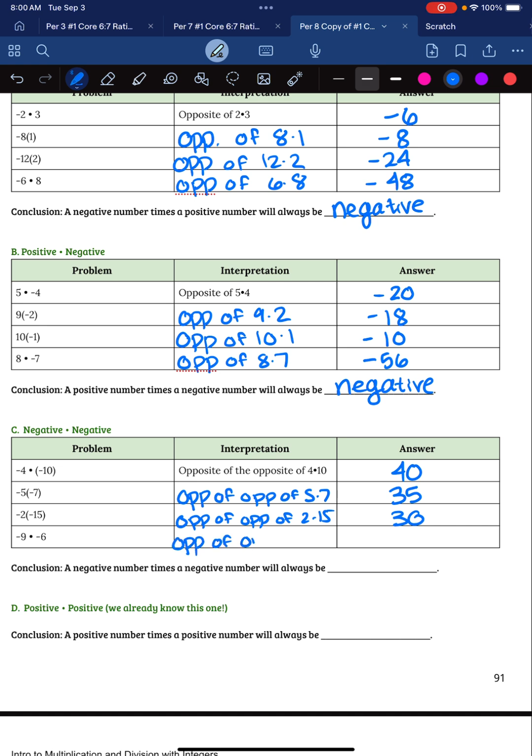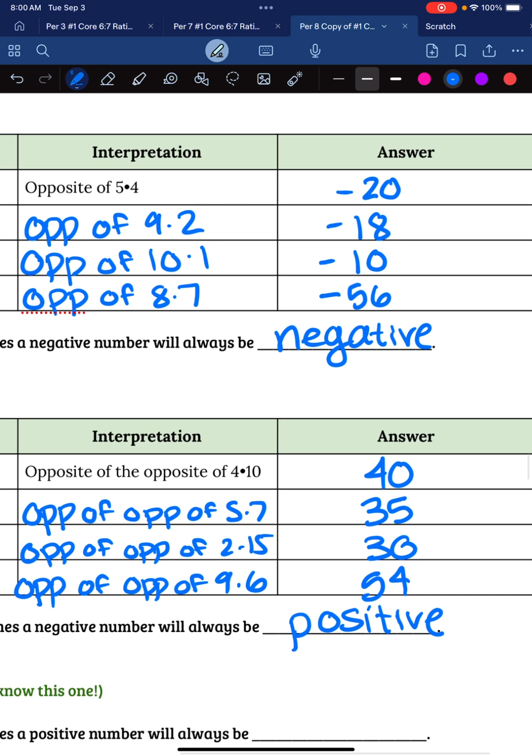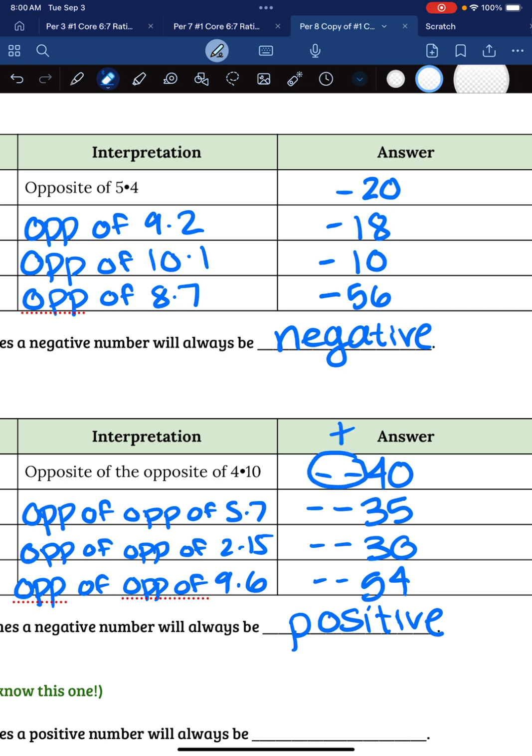Lastly, opposite of 9 times 6. 9 times 6 is 54. The opposite of the opposite will bring it back to positive. So I'm noticing that all of these answers are positive. So a negative times a negative will be positive in its answer. And that's because you're taking the opposite twice. You can kind of think about how these all have pairs of opposites, 2 opposites beforehand. And when you have 2 opposites, they just cancel each other out and become a positive.